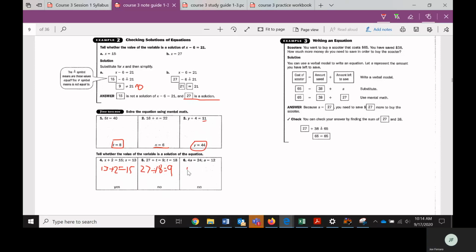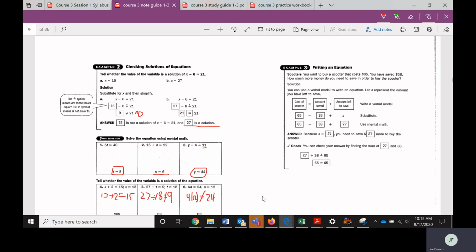Last one, 4a means 4 times a. Which is 4 times 12. Those are bad parentheses. So I'm going to put a line through that because that did not equal. 4 times 12, does that equal 24? And again, if you type that in your calculator, 4 times 12 is 48. So no, that does not equal. And the answer is no. Okay.